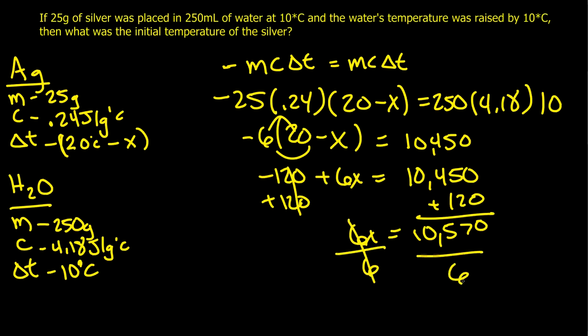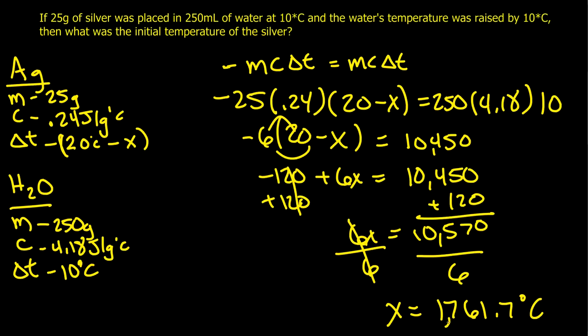That cancels. So 10,570 divided by 6 is 1761.7 degrees Celsius. So 1,761.7 degrees Celsius. That silver was pretty hot.